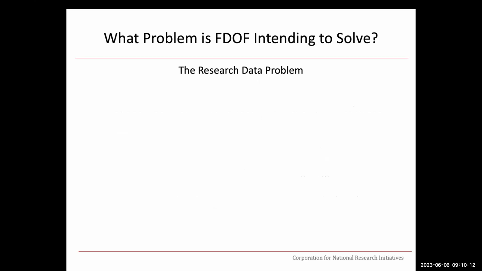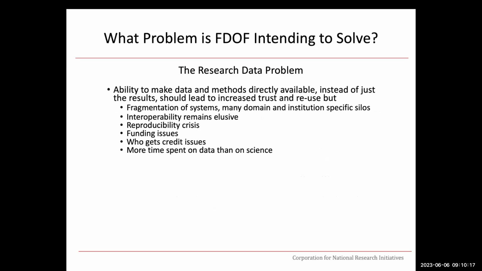Looked at just from the research point of view, you have sort of the same thing, but with a research-specific aspect, which is fragmentation of systems, lots and lots of APIs, lots and lots of sources, resulting in a lot of silos, difficulty in moving data from one place to another, difficulty in using data from multiple sources. So interoperability remains elusive. You have a reproducibility crisis. If I have your data and I understand your methods, I should be able to reproduce your results. This has turned out not to be the case.